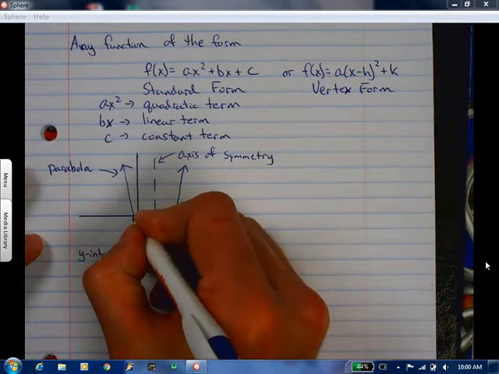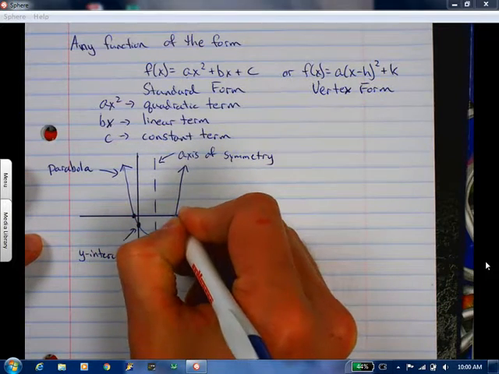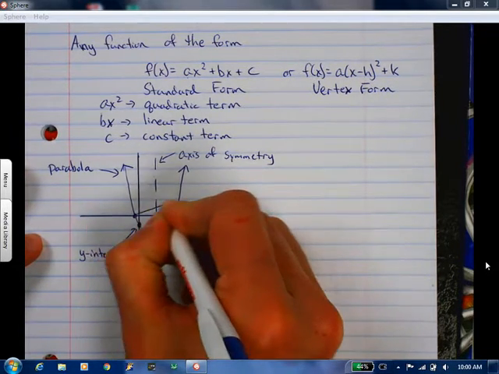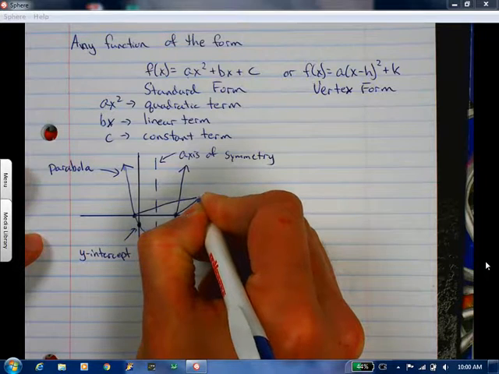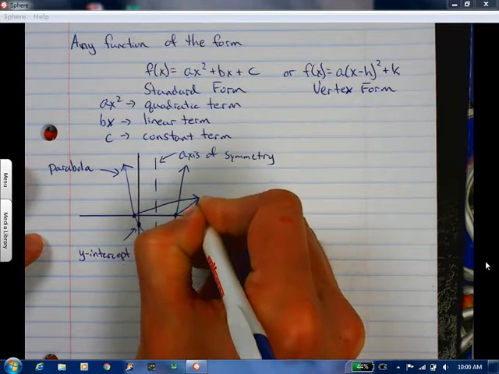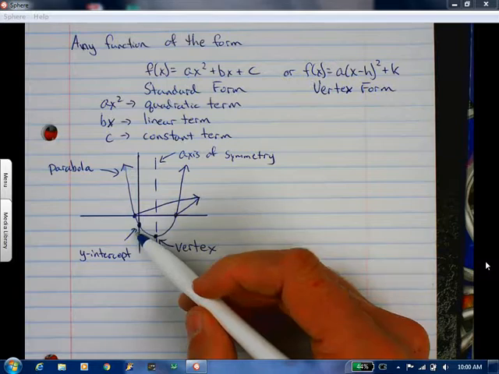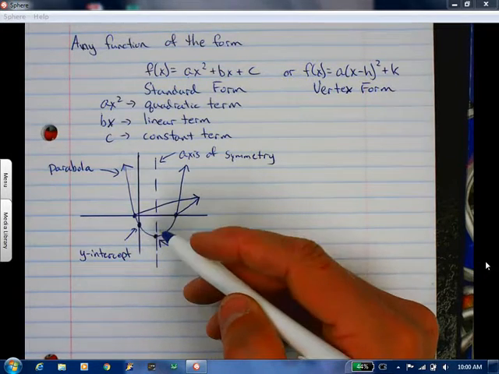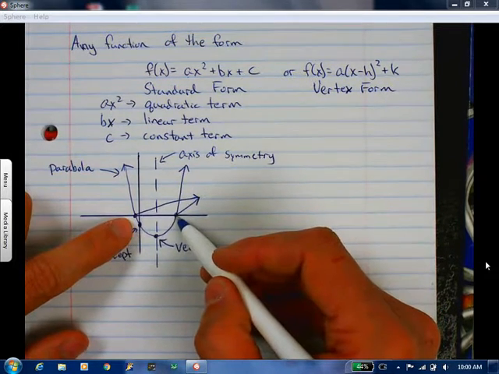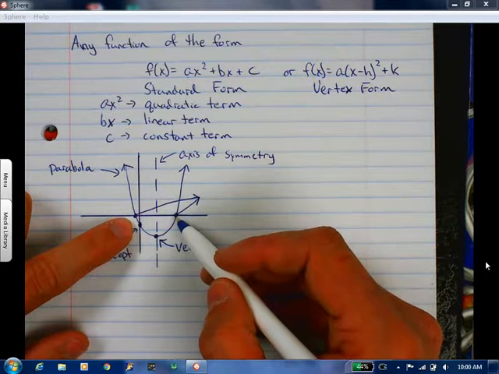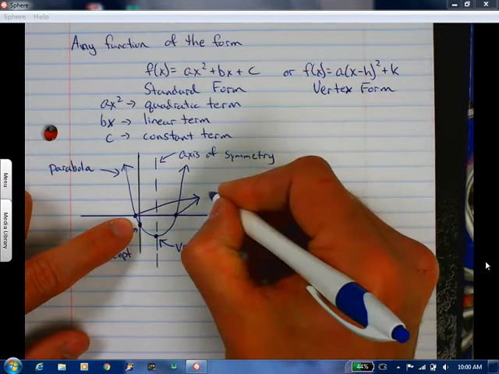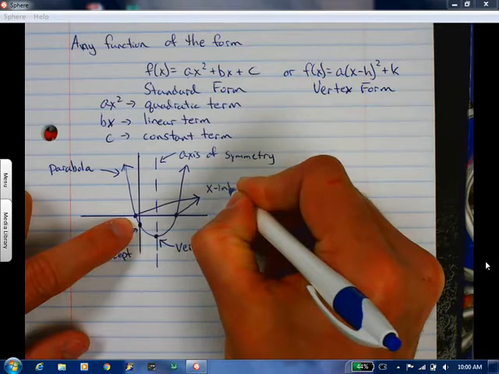But here, these 2 points are kind of critical. We're going to spend a lot of time working with these little points right here. So if these are on the x-axis, these are called the x-intercepts.